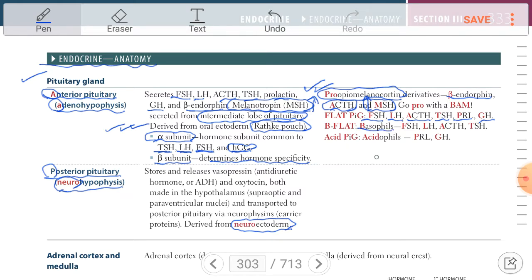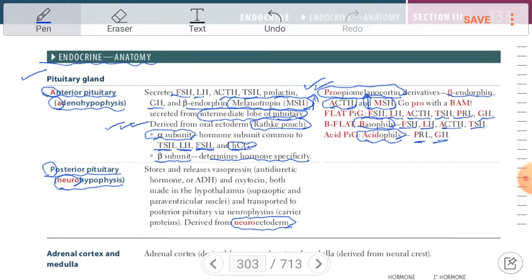Then there is another thing here which is so important. You have basophils and you have acidophils. So how to memorize it? You must memorize the acidophils, and the remaining part will be basophils. Acidophils are like what? Prolactin and growth hormone. So the remaining ones, like FSH, LH, ACTH, and TSH, are all basophils. Acidophils are prolactin and growth hormone.